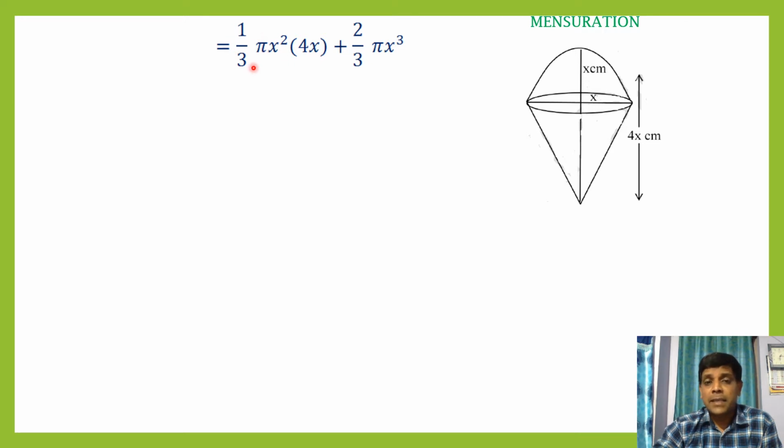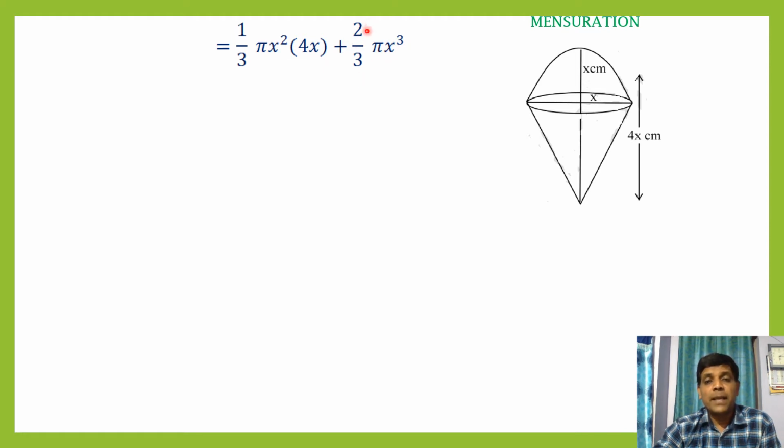1/3 πr². R represents the radius. Here the radius is equal to x. So replace the values in the given formula. 1/3 π, r means x, r² means x², h represents 4x centimeters. So 1/3 πr²h means x² into 4x, plus 2/3 πr³.